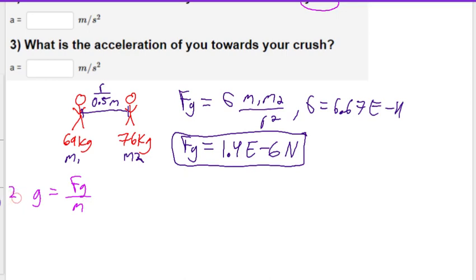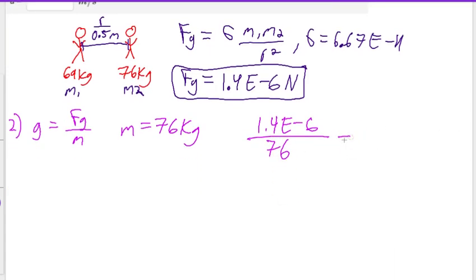So for number 2, my m in this case is going to be the mass of my crush, which is 76 kilograms. So I would just take my force of gravity, which is 1.4 E negative 6, and divide by the mass of my crush. Pretty easy. I find out that the acceleration that my crush feels towards me should be 1.84 E negative 8. It's an acceleration, so it should be meters per second squared.